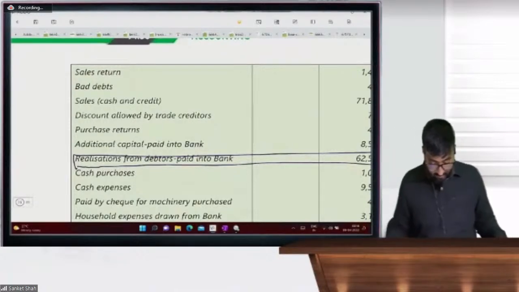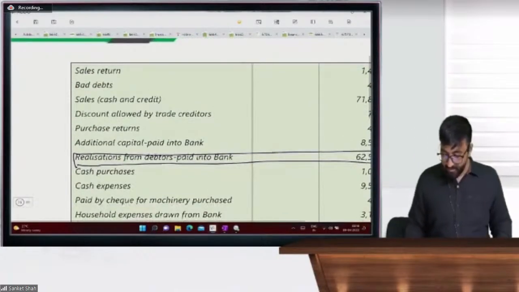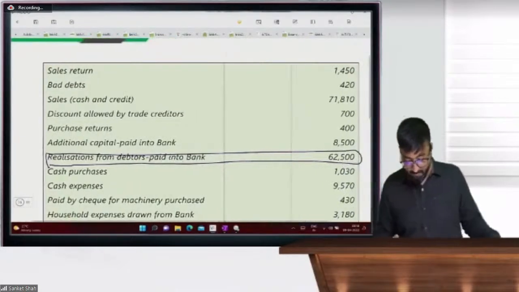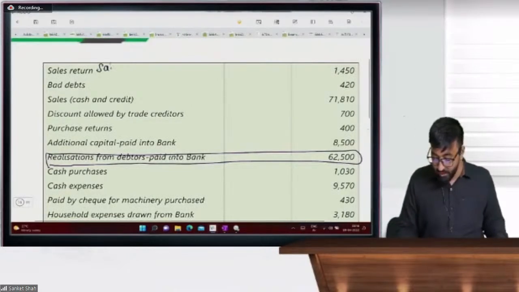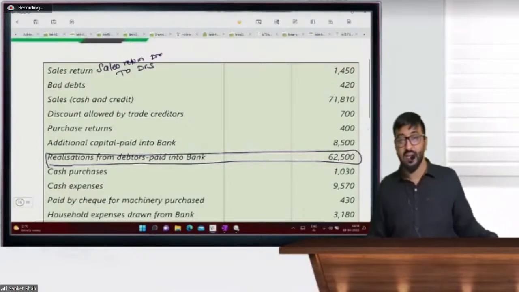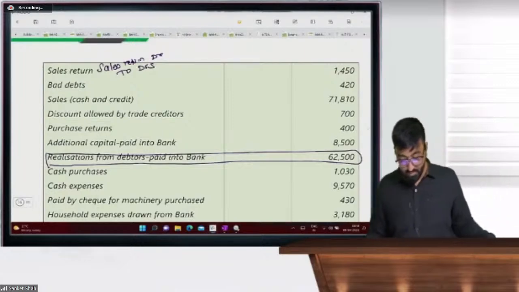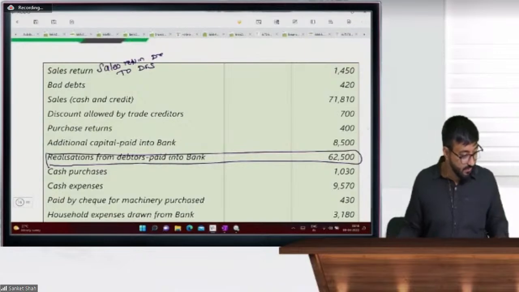Okay. Sales return. Sales return to debtors. Sales return to debtors. Debtors के क्रेडिट में, ट्रेडिंग में से माइनस. You can visualize these effects, beta.